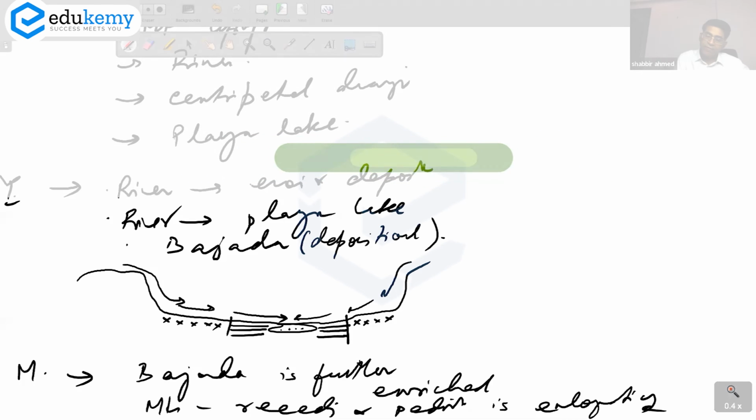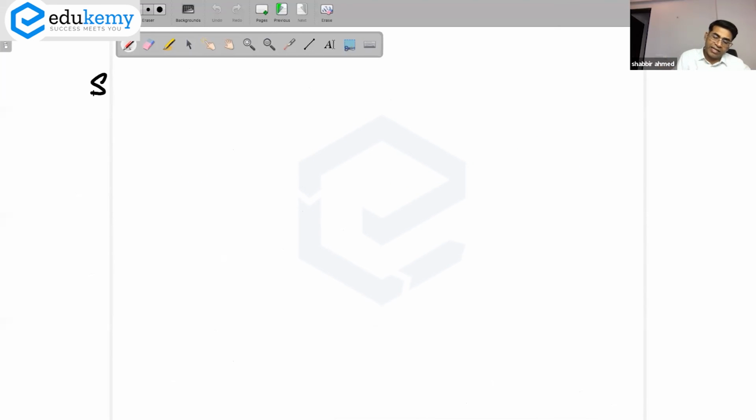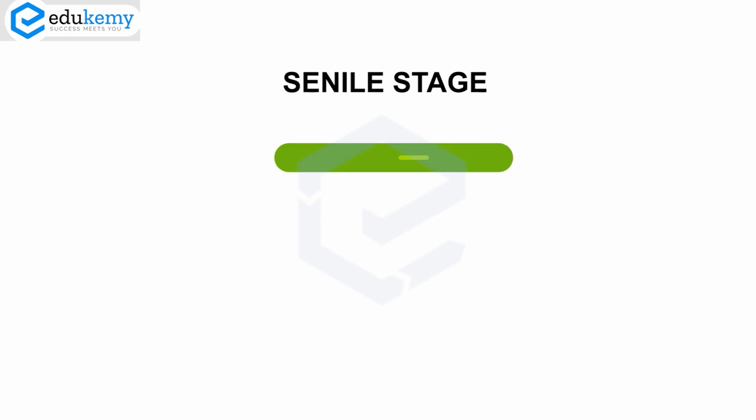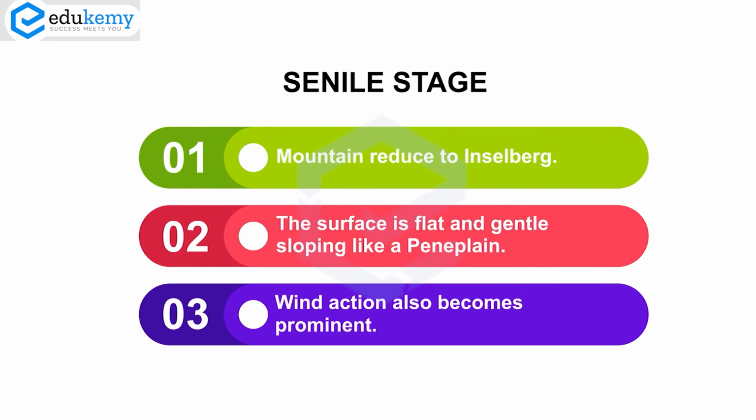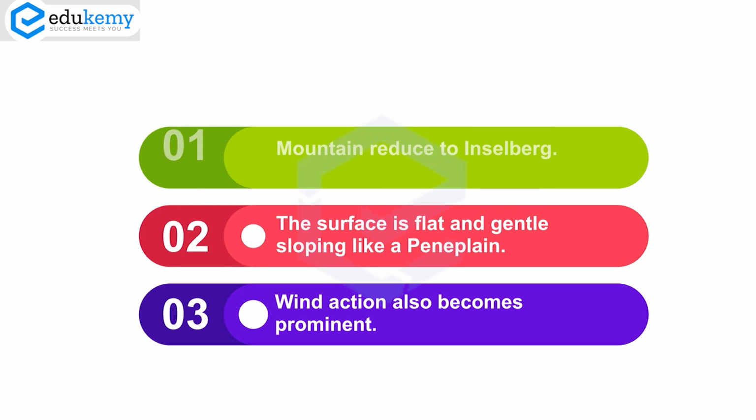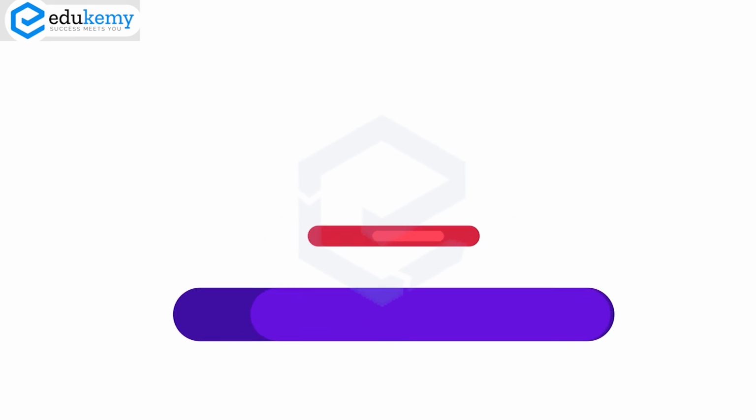And then you have the senile stage. The mountains are reduced to inselbergs. The surface is flat and gentle sloping like a pediplain. So wind action also becomes prominent. So these are the four stages.